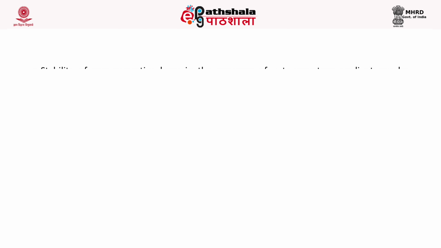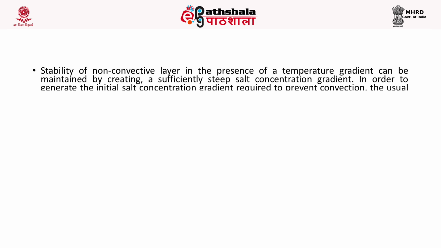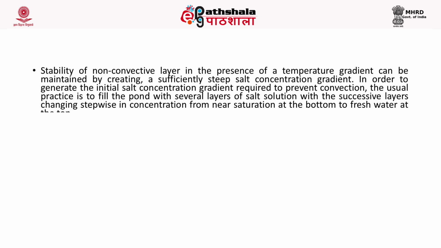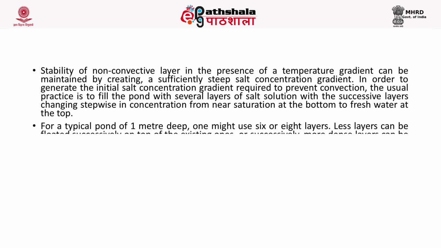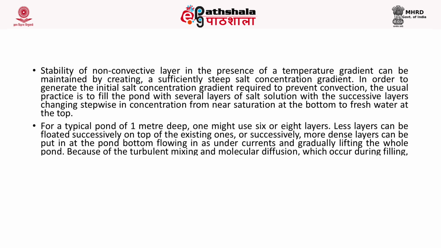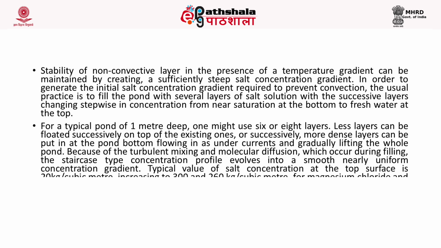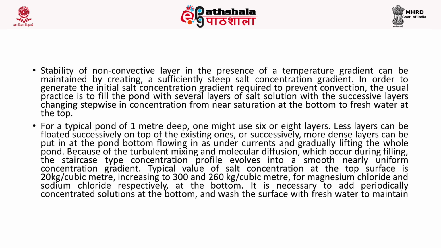The stability of a non-convective layer in the presence of a temperature gradient can be maintained by creating a sufficiently steep salt concentration gradient. In order to generate the initial salt concentration gradient required to prevent convection, the usual practice is to fill the pond with several layers of salt solution, with the successive layers changing stepwise in concentration from near saturation at the bottom to fresh water at the top. For a typical pond of 1 meter deep, one might use 6 to 8 layers.